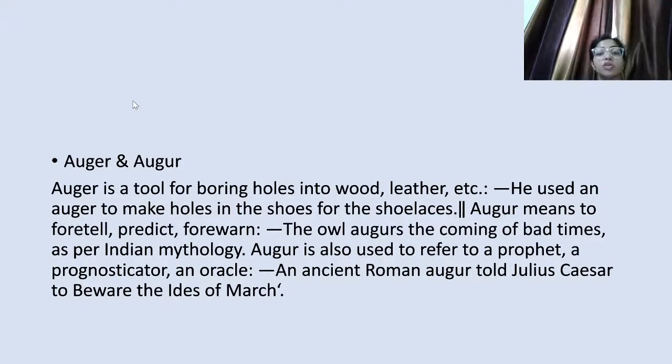So it is also used to refer to a prophet, a prognosticator, an oracle. Like an ancient Roman augur prophet told Julius Caesar to beware of the Ides of March. In the play by Shakespeare, this was a statement where there was an ancient Roman augur or a prophet. Okay?